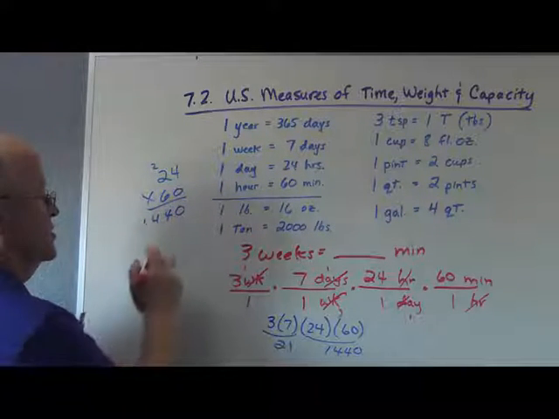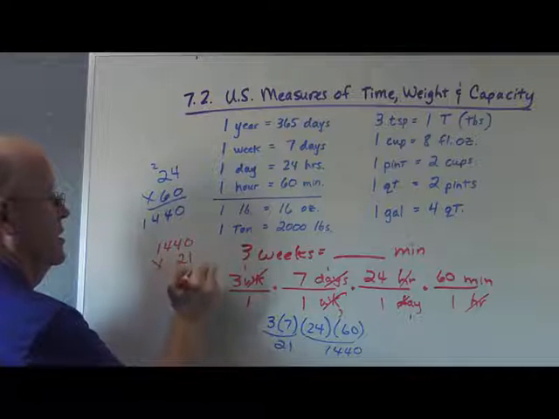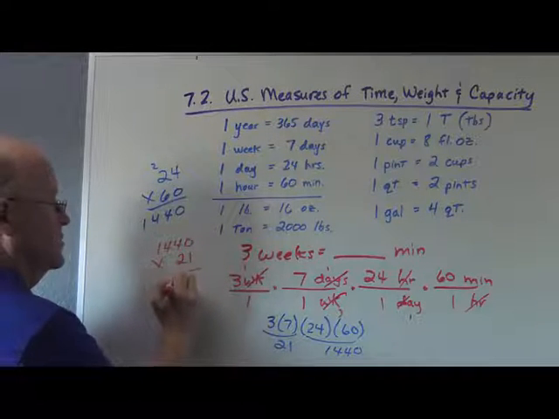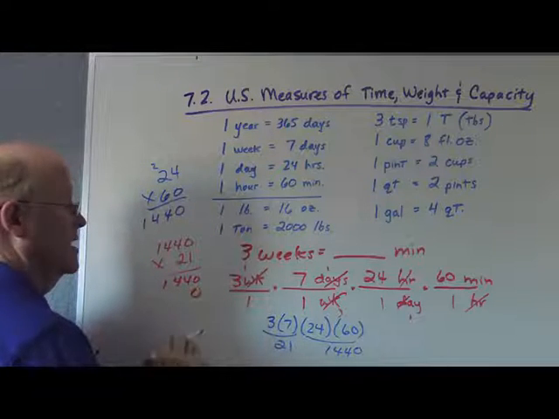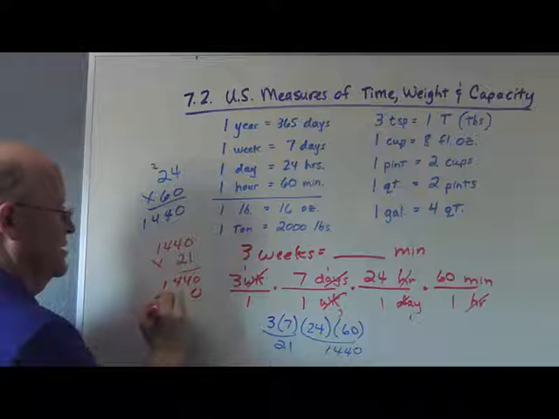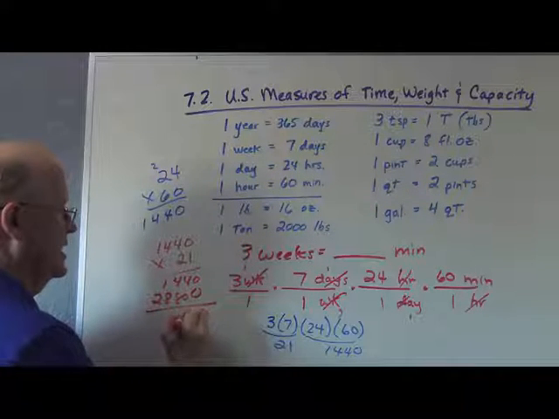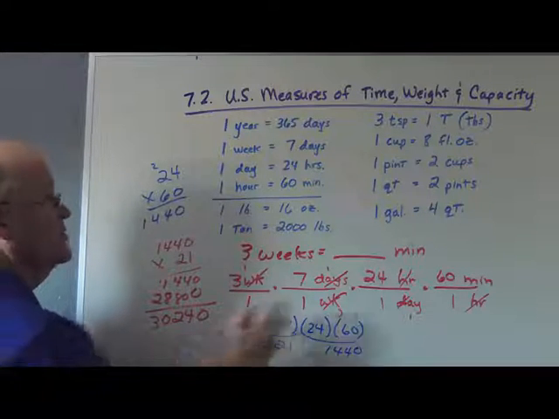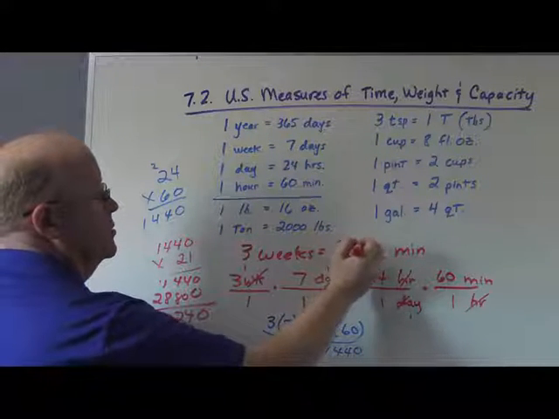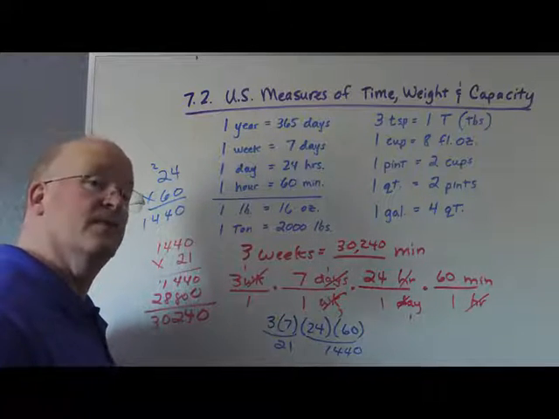Well, then I have to multiply that 1,440 times 21. So here we go. I'll switch colors. 1,440 times 21. Well, 1 times that 1440 is just 1440. And then I'm going to put my 0 down, and 2 times that is going to be 2,880 with that 0 after it. So adding down, I can very easily get this 30,240 minutes is in 3 weeks.